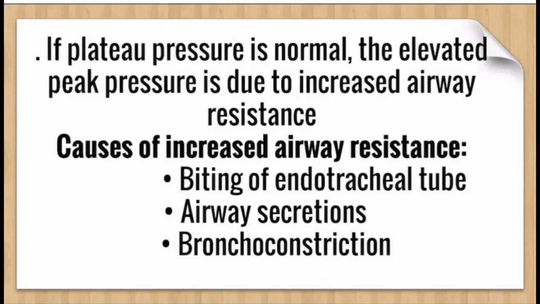And what are the reasons for increased airway resistance? It could be a result of biting of the endotracheal tube, the patient is biting the endotracheal tube. Or there could be some blockade in the endotracheal tube as a result of thick secretions. Second, airway secretions, and third is bronchoconstriction. So all these three reasons can lead to an increase in the airway resistance and thus increase the resistive component of the proximal airway pressure, leading to an increase in the peak inspiratory pressure or peak airway pressure.